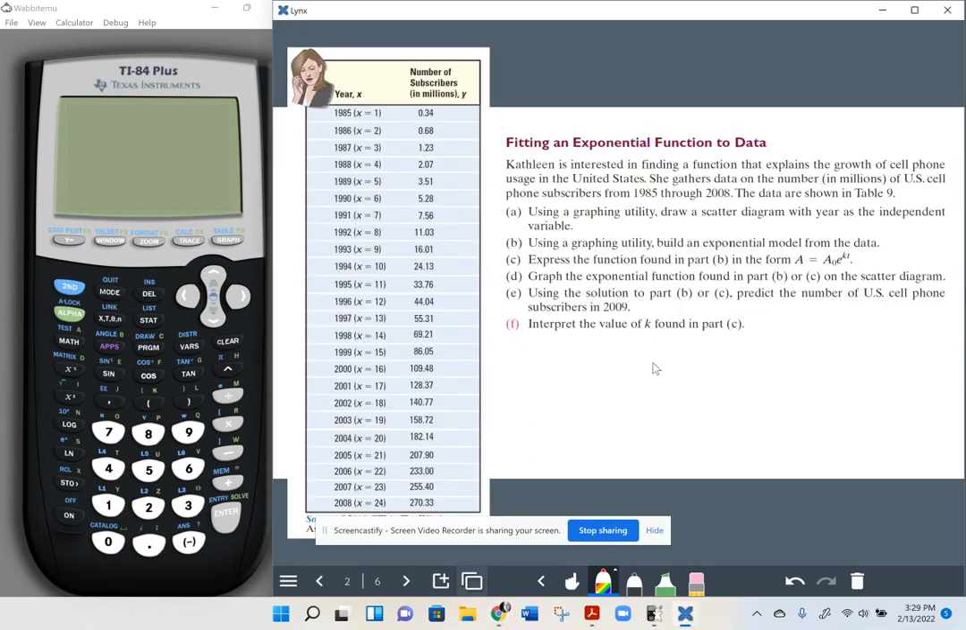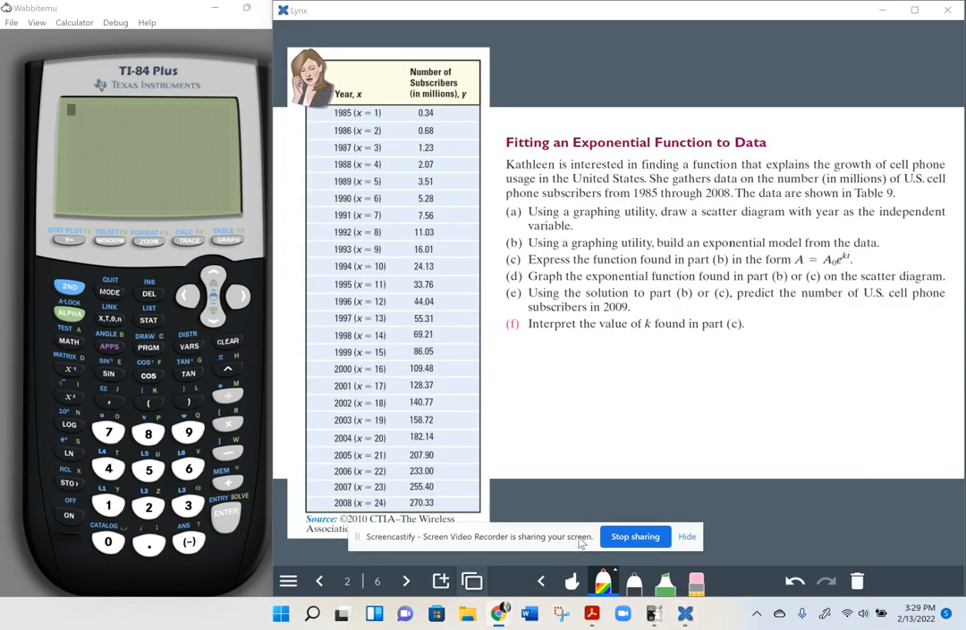All right, let's look at an example. So our lovely friend Kathleen, I'm sure you all have a friend Kathleen, is looking to find an equation that will model the growth of cell phone usage in the United States. She starts in 1985 and ends her data set in 2008. Some good years in there, if I do say so.